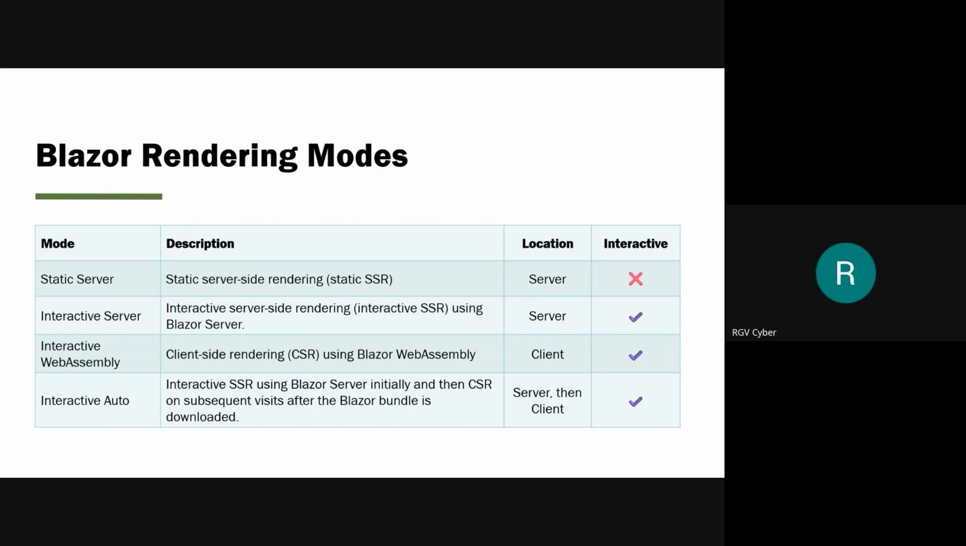And then the third option is client-side rendering. That is the single-page application paradigm, similar to Angular, similar to Vue.js, similar to React, where you push the entire application to the browser, and now it runs on the client side, and you don't need the server at all. And then finally, interactive auto. That is what I mentioned about how it's smart enough to start you with the server-side rendering, and then in the background download the application so that it can run on the client in future loads.